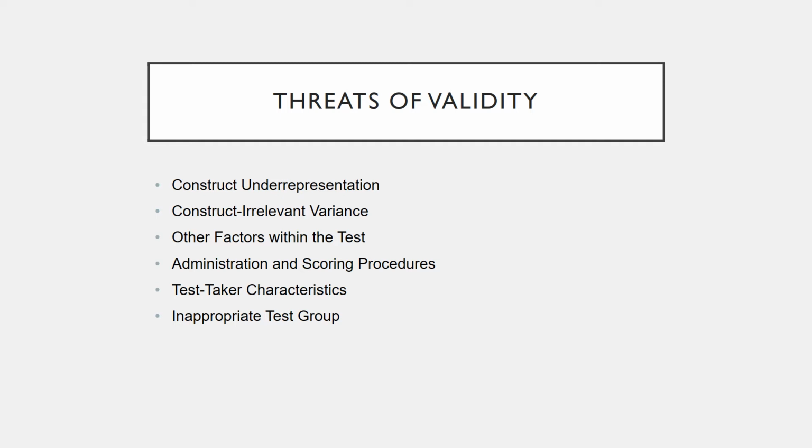So a couple of these are things like construct underrepresentation or construct irrelevant variance. And so if, for example, the instrument measures less of the construct than it's supposed to, that would be underrepresentation. So the things that it's measuring don't accurately capture the construct and therefore threatens the validity of the instrument.